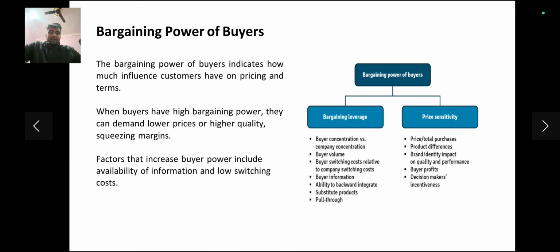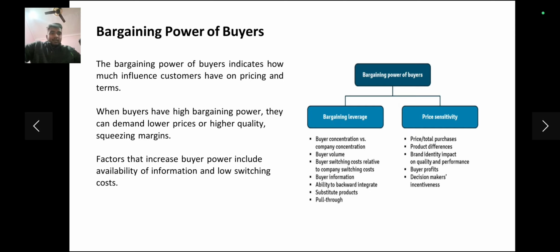Bargaining power of buyers. The bargaining power of buyers indicates how much influence customers have in pricing and terms. When buyers have high bargaining power, they can demand lower prices or higher quality, squeezing margins. Factors that increase buyer power include availability of information and low switching costs.